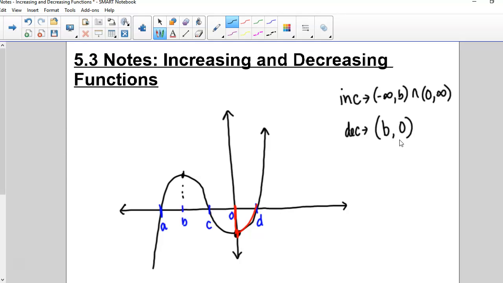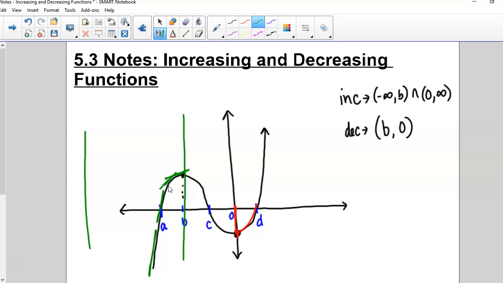Okay. So what I want us to start to connect is increasing and decreasing and what the derivative looks like. So the derivative is the slope of the tangent line. So if I look at the increasing sections from negative infinity, way down here, to B, so right here is where we're increasing. My tangent lines, what do you notice about the slope of all those tangent lines? They're changing.